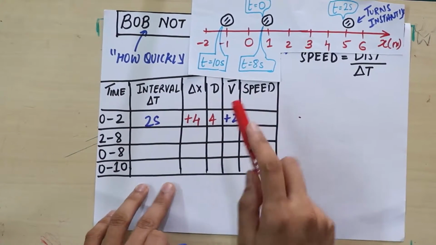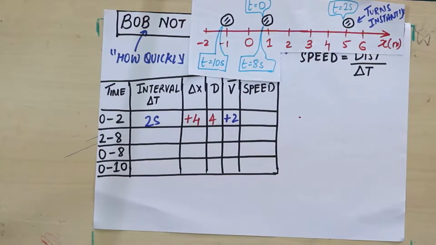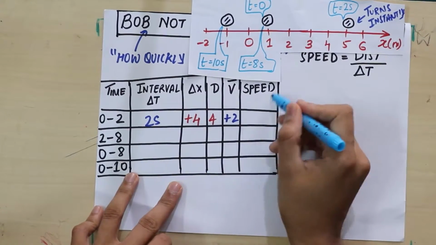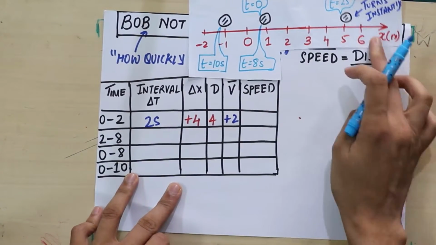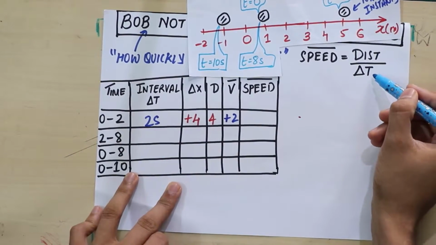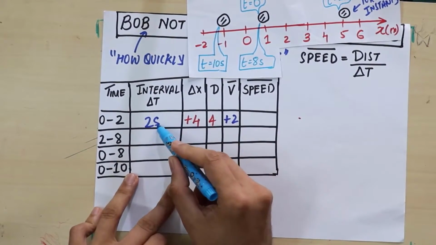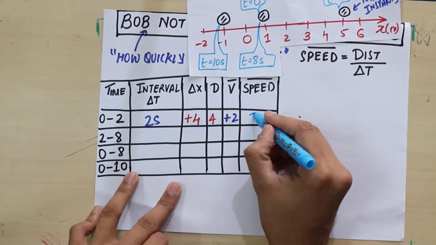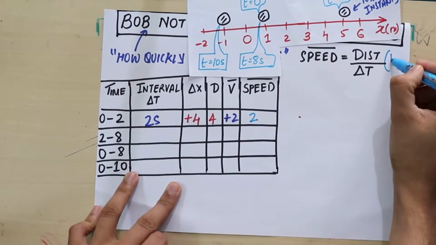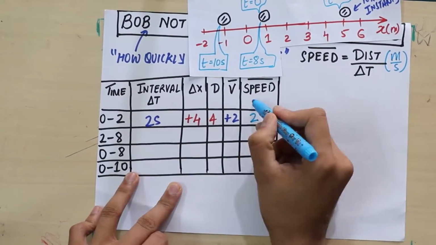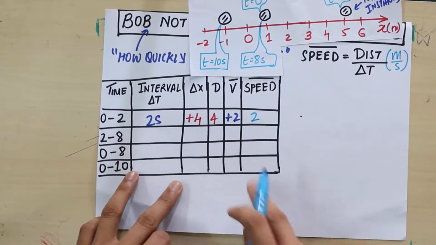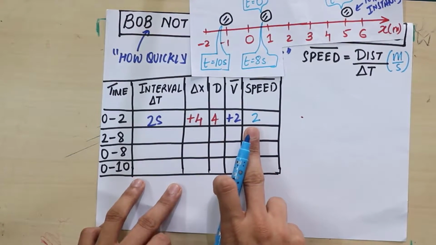What is the average speed? Let me use light blue for that. Average speed is going to be distance divided by the time taken. Distance is 4, time taken is 2, so that's also 2. Notice that this is in meters per second, so these have the same units. So in the first case, you get the same answer.